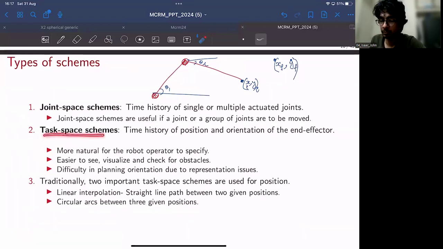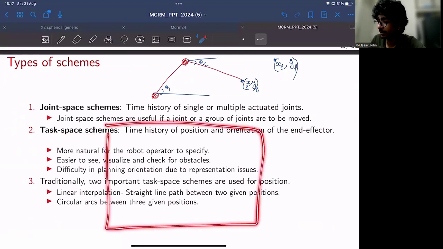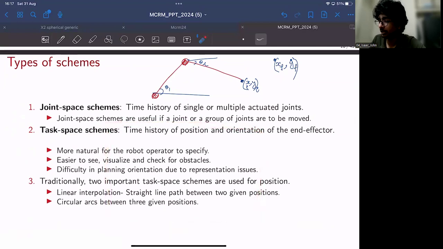In task space, it is easier for us to visualize. If you simply plot the motion of a robot on a piece of paper, it is very easy to represent the coordinates of the end effector as x and y coordinates. And you can easily visualize it as it moves from your desired initial position to your final position.